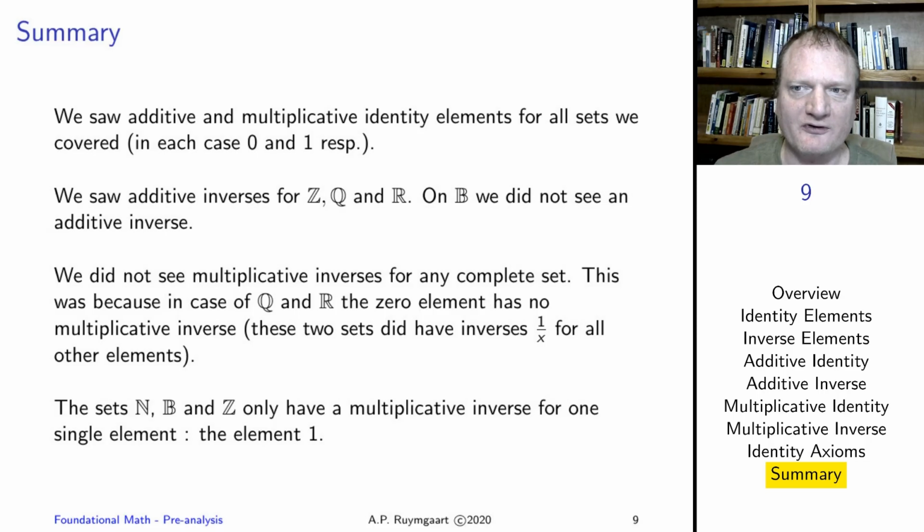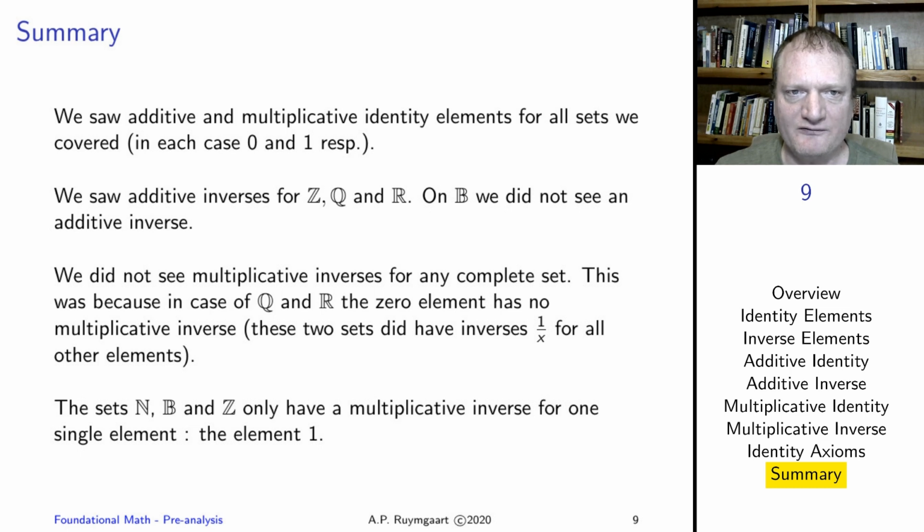Let's take a moment to summarize this session. We started by introducing the concepts of identity and inverse elements. And then we saw that for the addition and multiplication operations, these were called additive and multiplicative inverses. We saw that for all the sets that we talked about, Boolean numbers, natural numbers, whole numbers, rationals, and reals, we had the identity elements for both operations. So we had identity elements for both addition and multiplication.